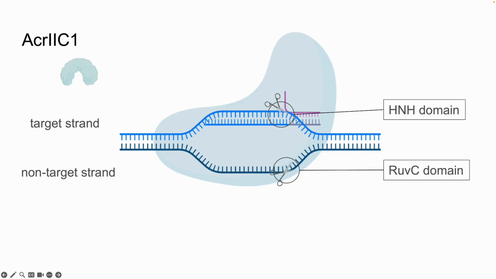It works by binding to the HNH domain of Cas9, inhibiting its DNA cleavage activity on the target strand. At the same time, this binding will also prevent the activation of the RuvC domain and avoid the DNA nuclease activity on the non-target strand. In this way, AcrIIC1 prevents the target DNA from being cut.